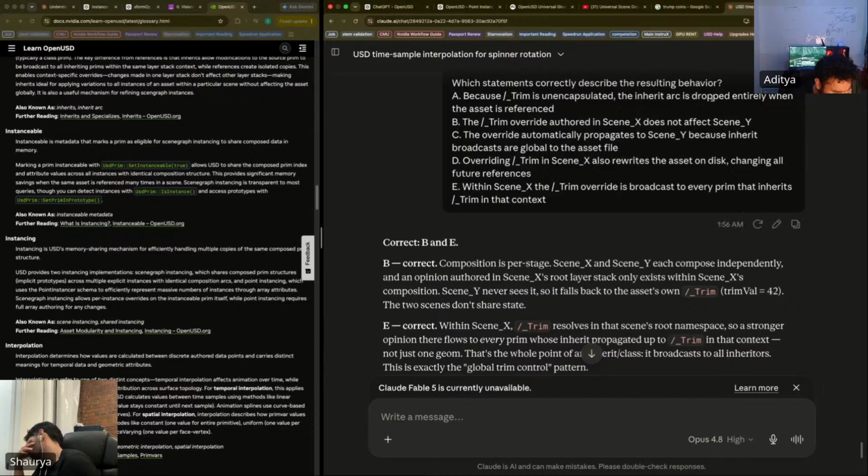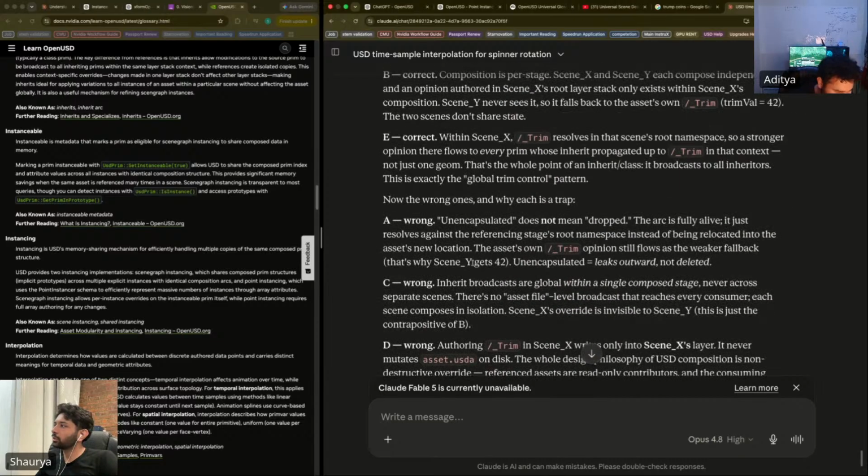Oh shit. We didn't read this properly. The inherit arc is dropped entirely? It's not dropped entirely when the asset is referenced. Partially only does not mean dropped. The arc is fully alive. It just resolves against the referencing stage's root namespace instead of being relocated into the asset's new location. The asset's own trim opinion still flows as a weaker fallback. That's why scene Y gets 42.